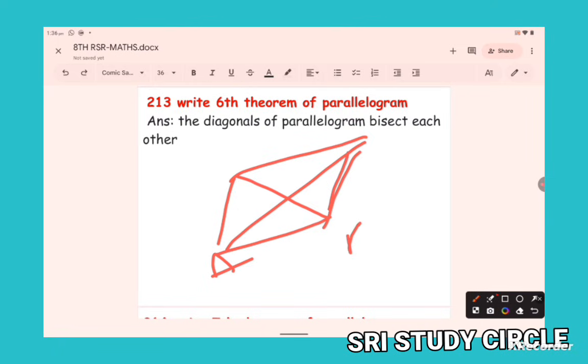So ABCD is a parallelogram. AC is one diagonal, BD is another diagonal. The diagonals bisect each other. That means suppose the intersecting point is O. OD is equal to OB. At the same time, OA is equal to OC. The AC diagonal bisects the BD, and the BD diagonal bisects the AC. Bisect means that it divides it into two equal parts.